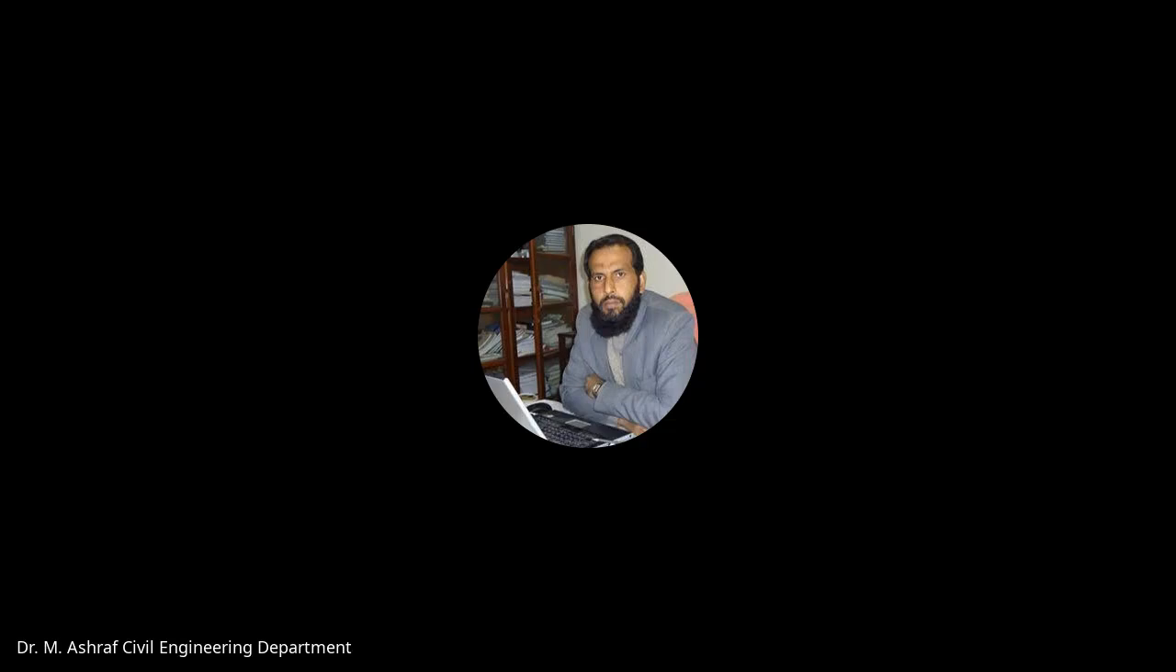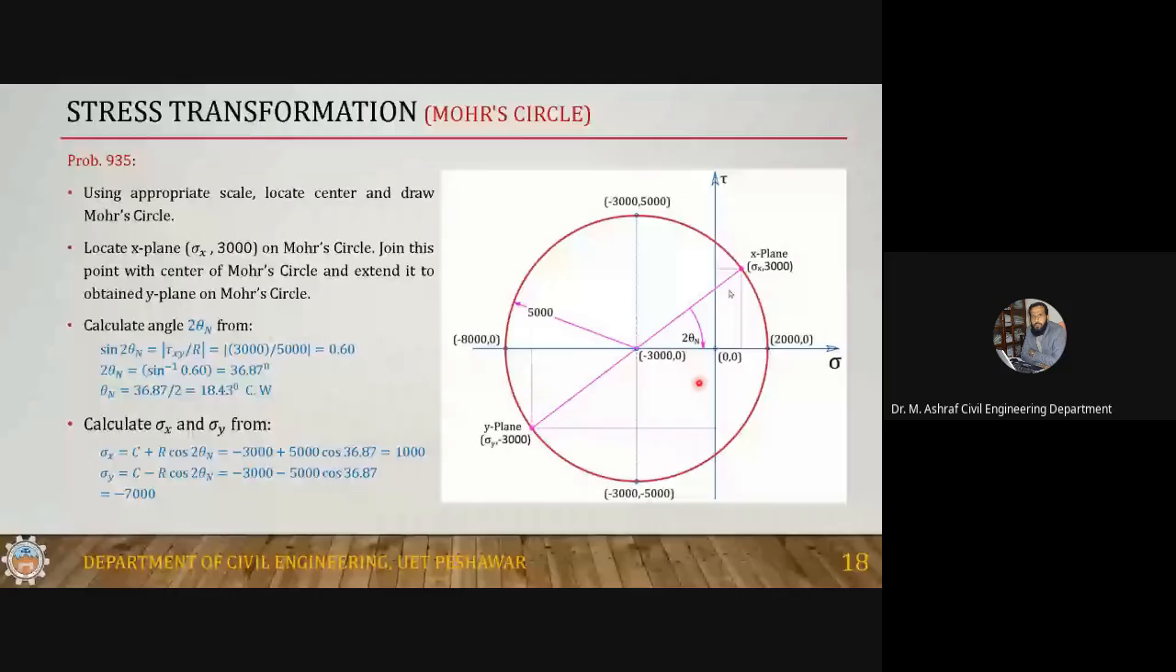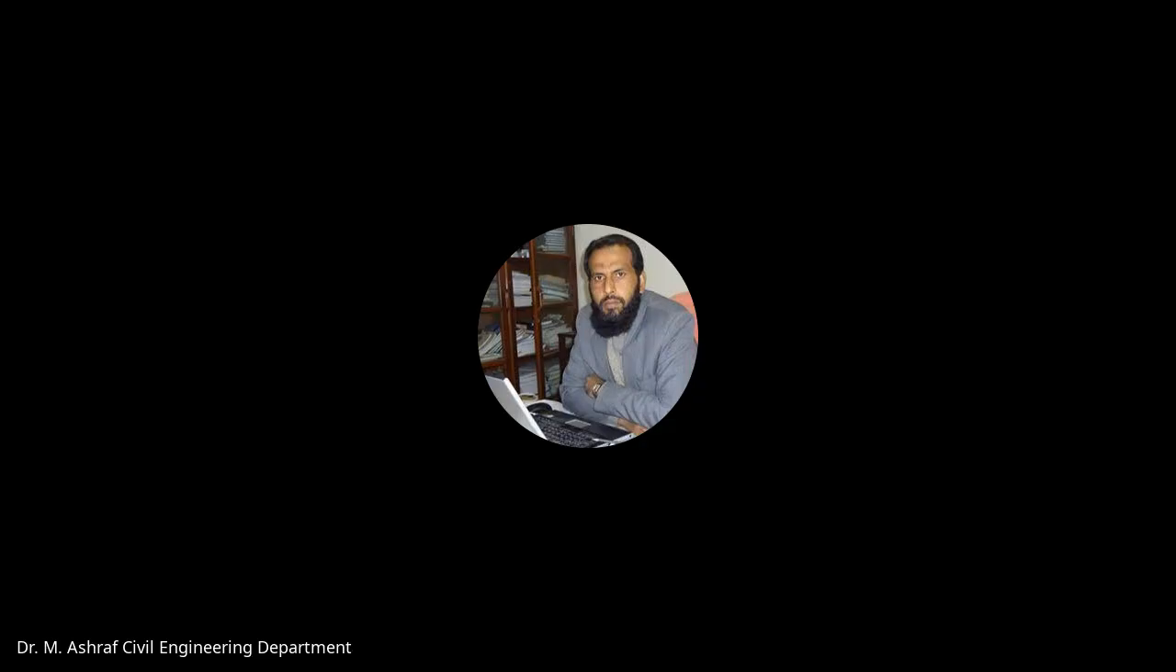Okay, so next, now that you've drawn the circle, just write the coordinates of these points. This is C plus R. So C is minus 3000 and R is 5000, so it will be 2000. C minus R is minus 8000. And this is minus 3000, the C, and minus R gives minus 8000.